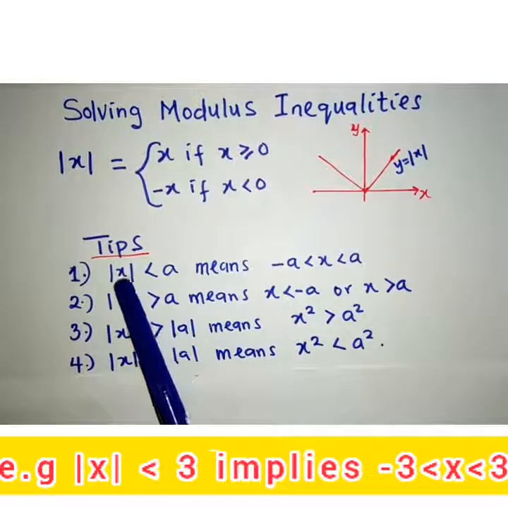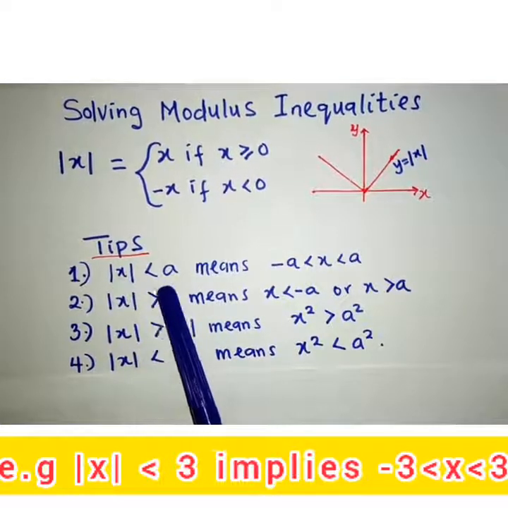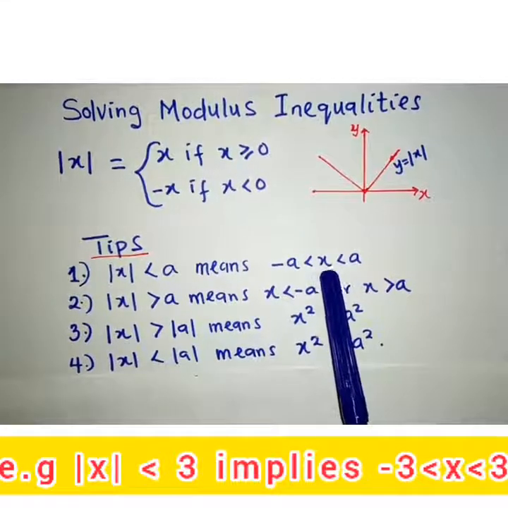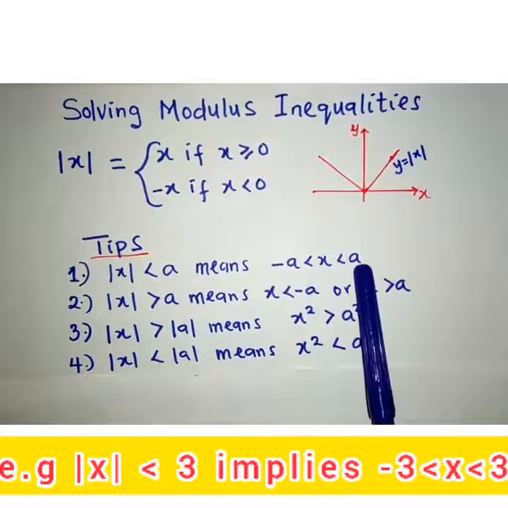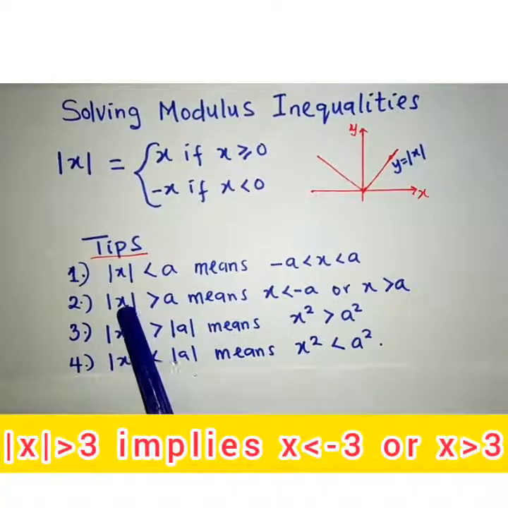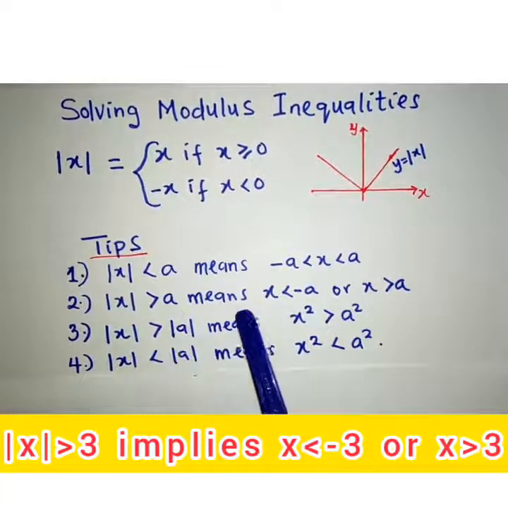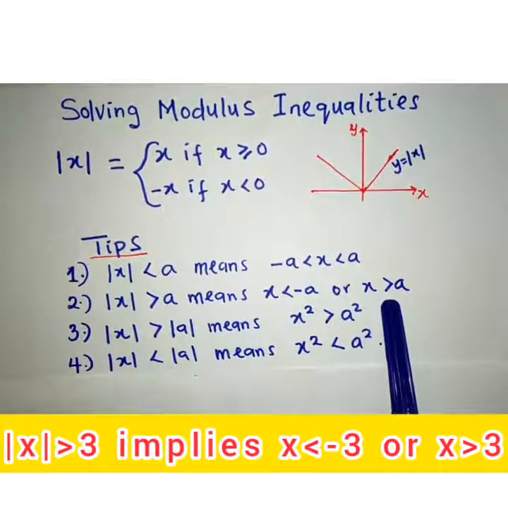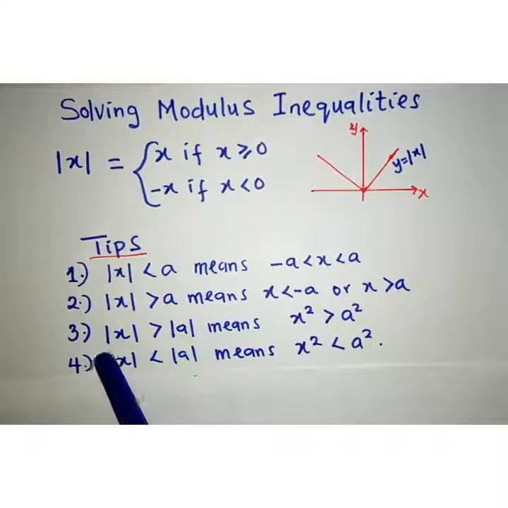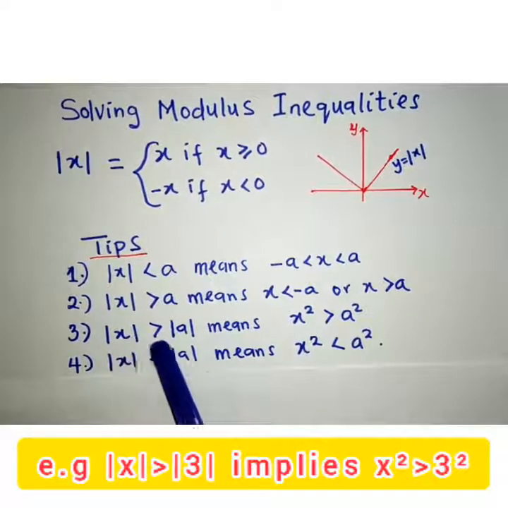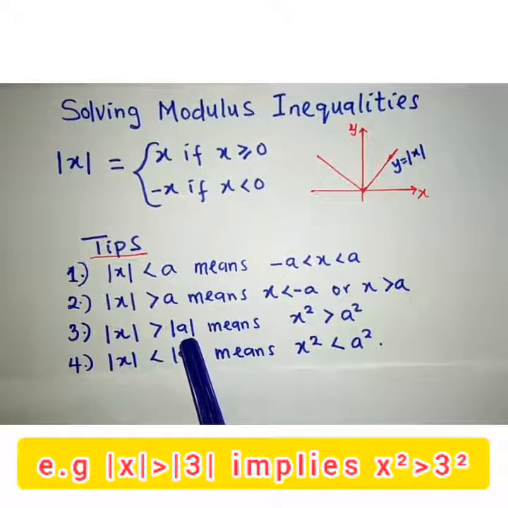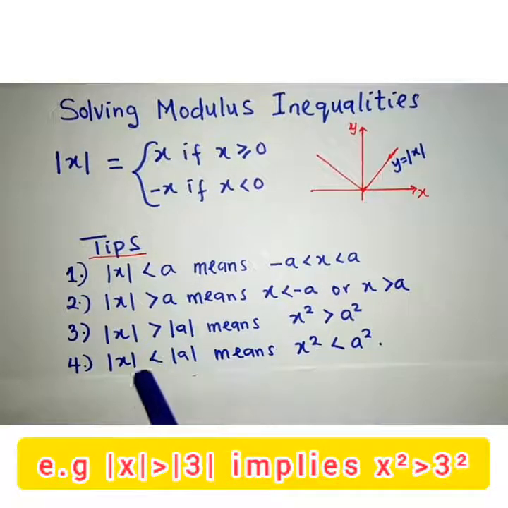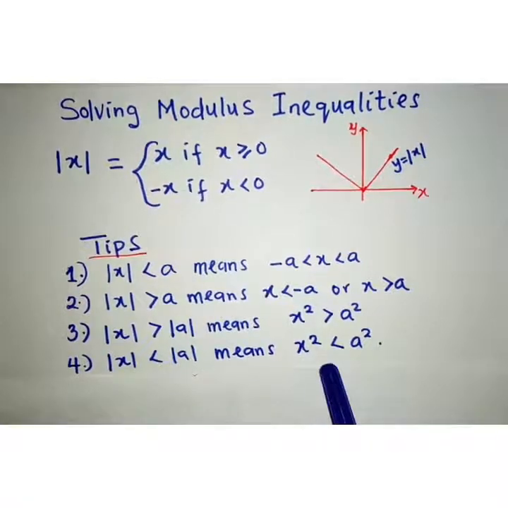Number one, if the modulus of x is less than a, it implies that the values of x lie between minus a and a. And if the modulus of x is greater than a, it implies that x is less than minus a or x is greater than a. And then the third property states that if the modulus of x is greater than the modulus of a, then x squared is greater than a squared. And property 4 also holds.